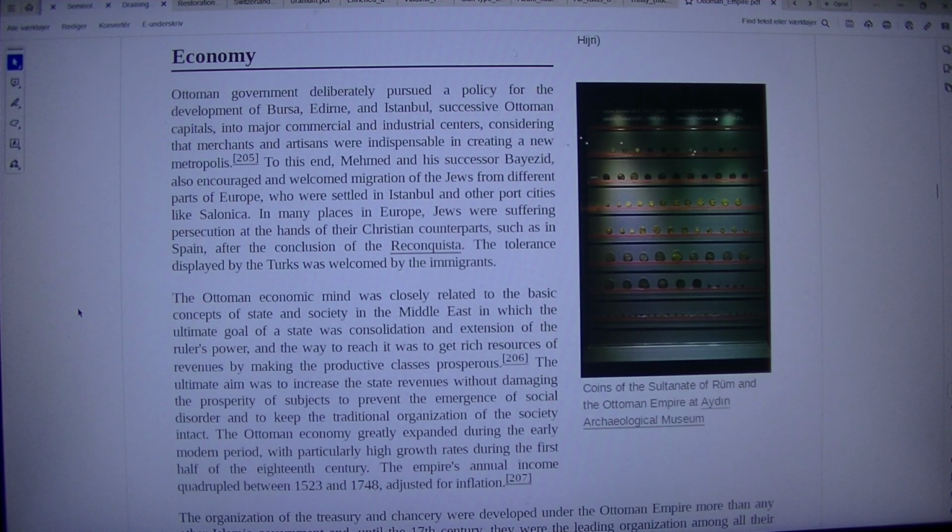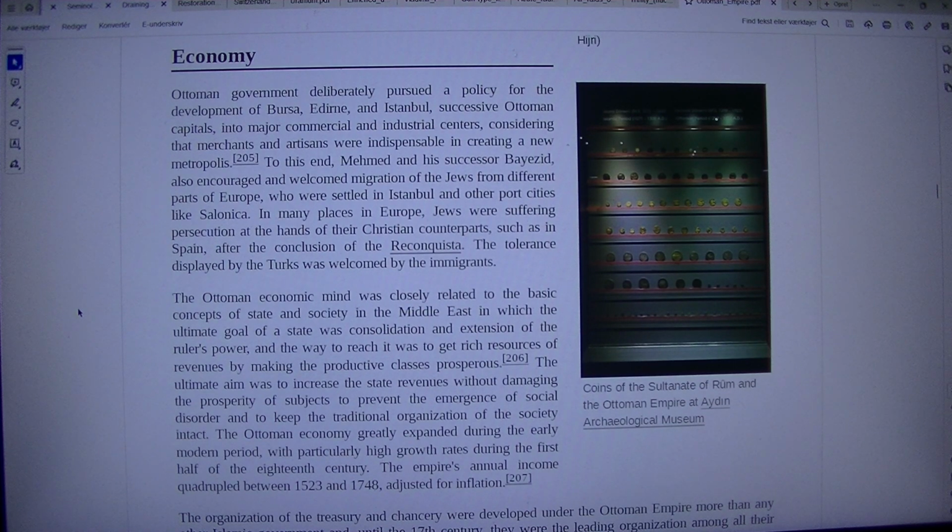In many places in Europe, Jews were suffering persecution at the hands of their Christian counterparts, such as in Spain, after the conclusion of the Reconquista. The tolerance displayed by the Turks was welcomed by the immigrants.